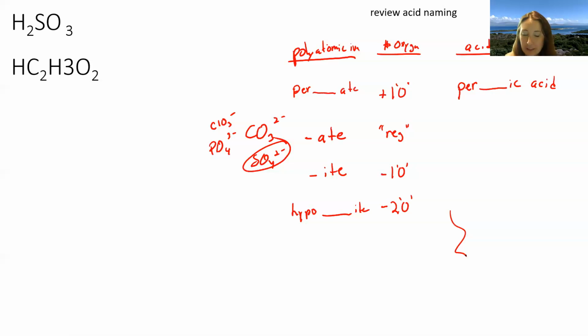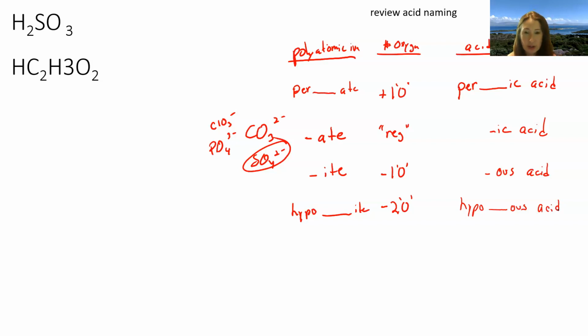All right, there we go, fixed it. So ates just become ics, so it's just going to be ic acid. Ites become ous's, so this is just going to be ous acid. Hypo-ite, again, ites become ous's, this is just going to be hypo-ous acid. Sorry, I'm trying to write neatly, it's not working so well.